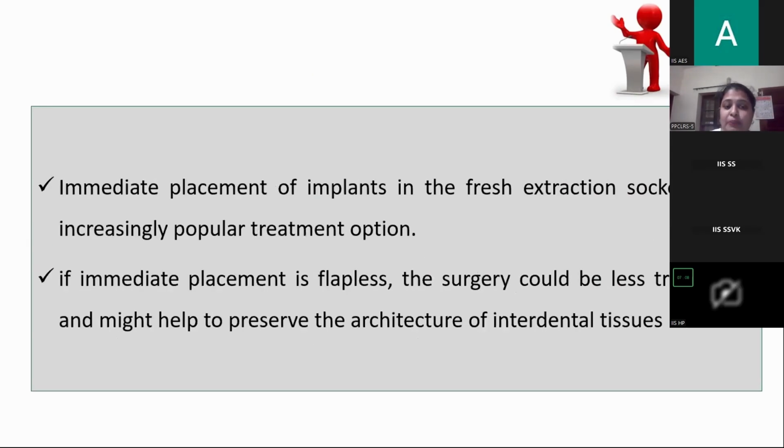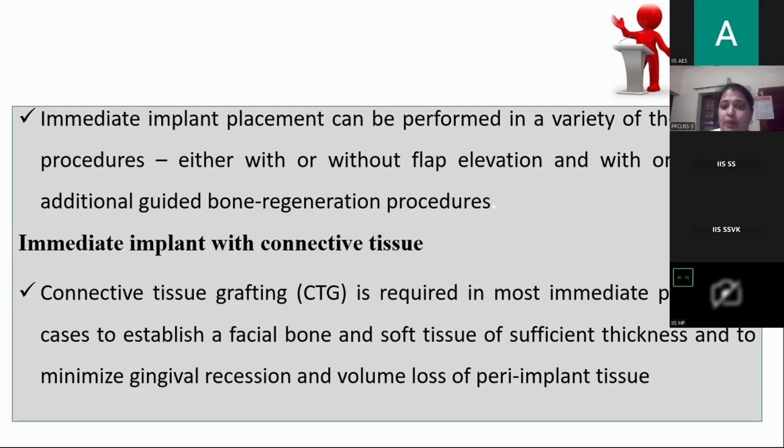So immediate placement of implants in the fresh extraction socket is an increasingly popular treatment option nowadays. And if it is flapless, then it could be atraumatic and might help to preserve the architecture of the interdental tissues. Immediate implant placement can be performed in a variety of procedures, either with or without flap elevation, or with or without additional bone regeneration procedures. So immediate implants with connective tissue is required in most immediate implant cases to establish a facial bone and soft tissue of sufficient thickness to minimize gingival recession and loss of volume of peri-implant tissue.